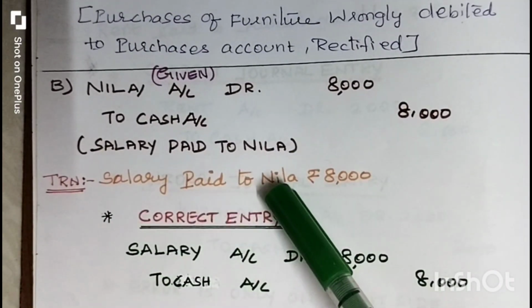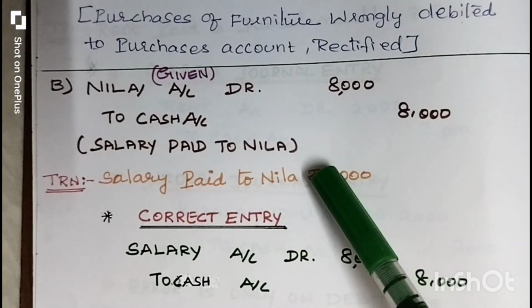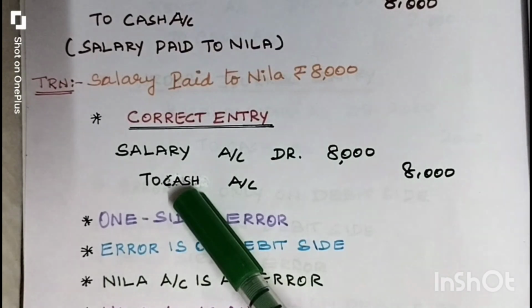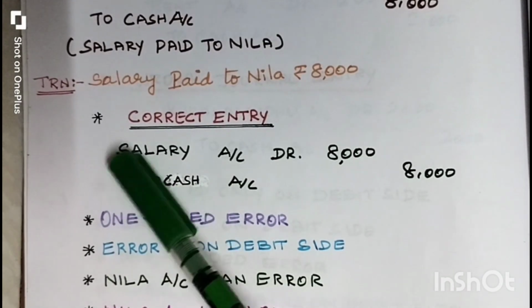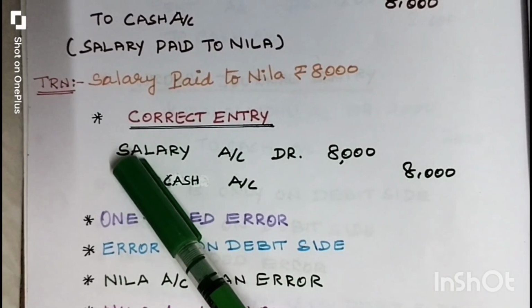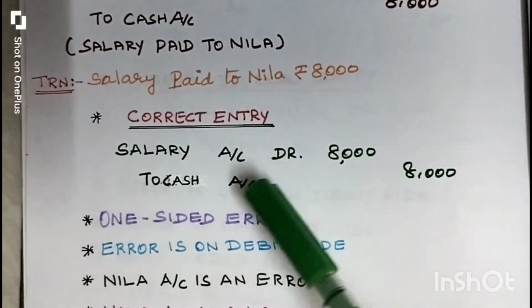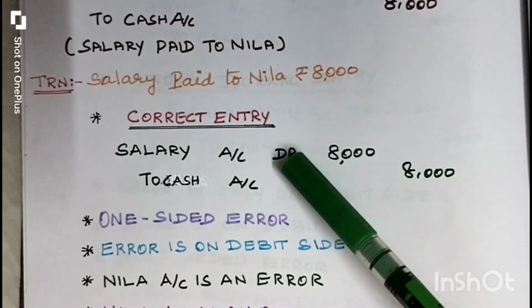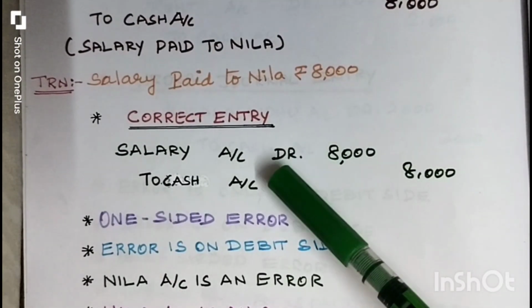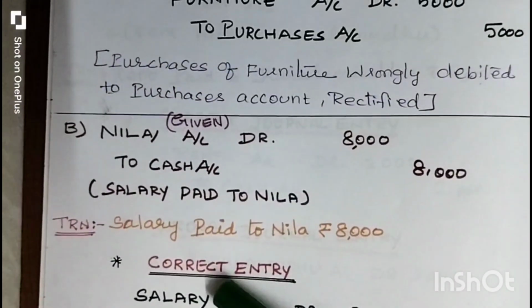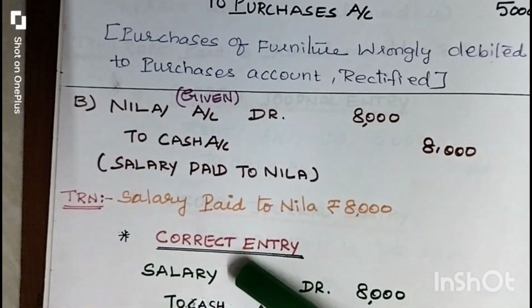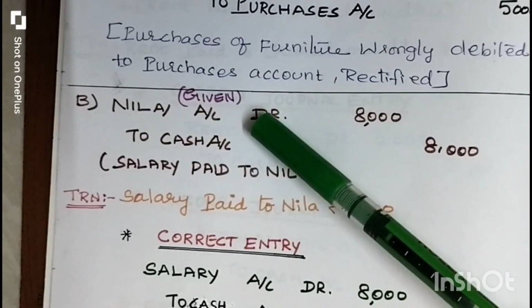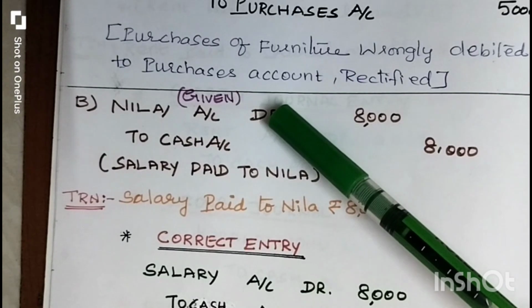What does this transaction tell us? Whenever you pay the salary, your cash goes out. So whenever cash goes out, cash account decreases, cash account is to be credited. So what is the correct entry? Salary account debtor 8,000 rupees to cash account 8,000 rupees. This is a one-sided error, on the debit side, because instead of salary account, they have given Neela account on the debit side. So Neela account is the error.